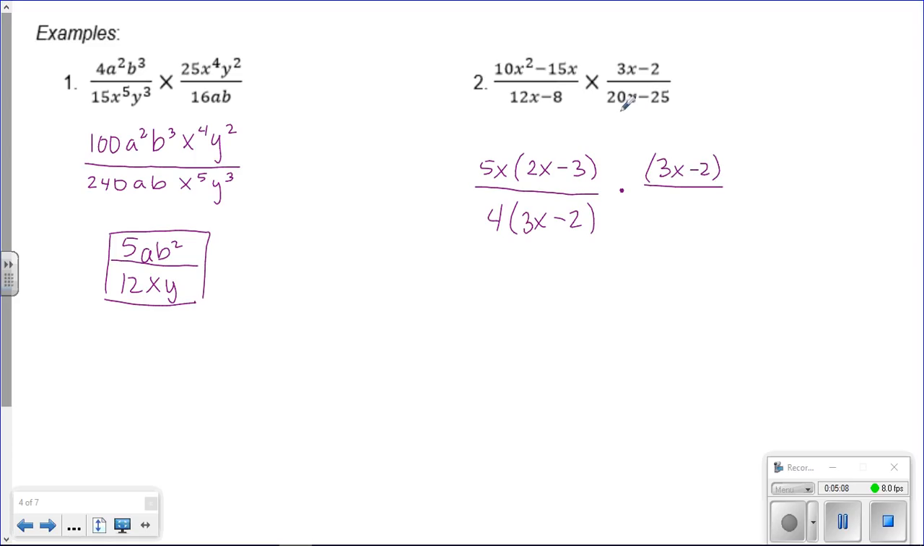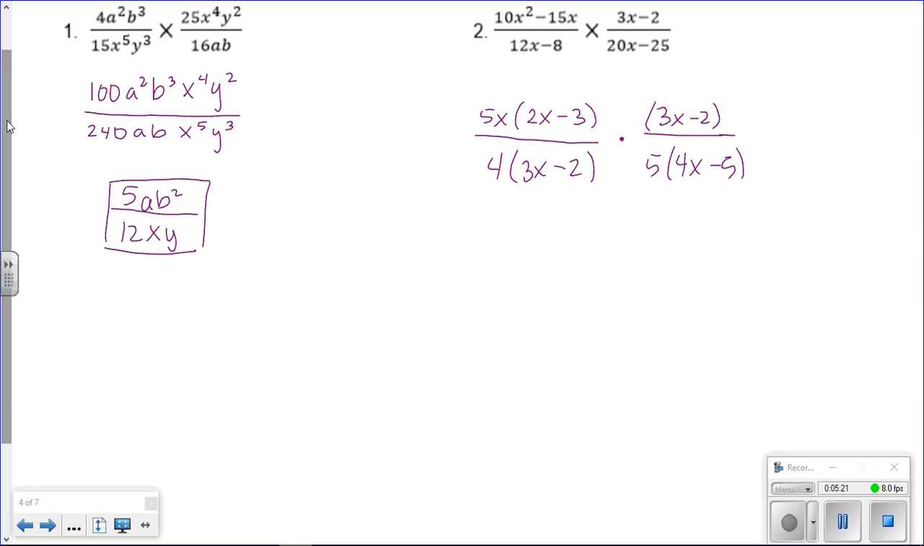And then the denominator here, we have 20x minus 25, so I've got 5, and I would be left with 4x minus 5. All right, so now everything is factored, and now that everything is factored, I can multiply straight across using my fraction multiplication property, or basically I know how to multiply fractions, so I just multiply straight across.